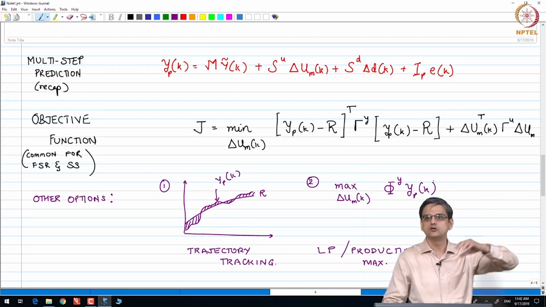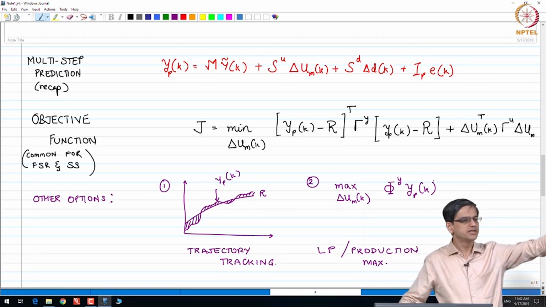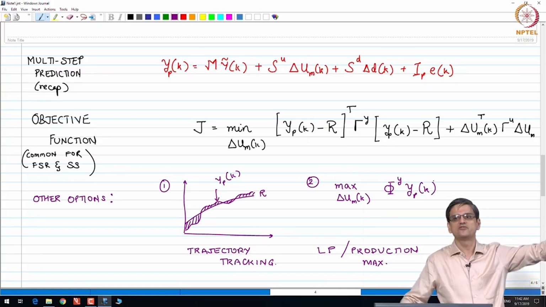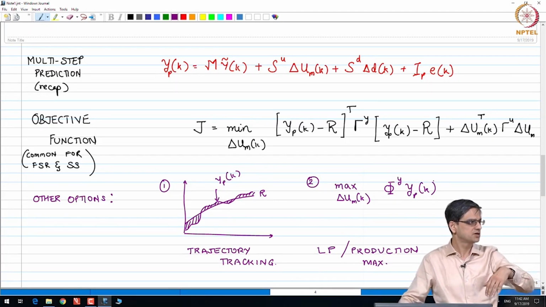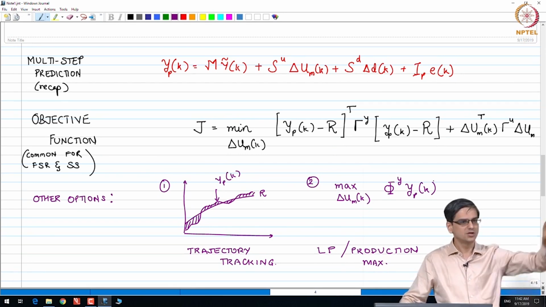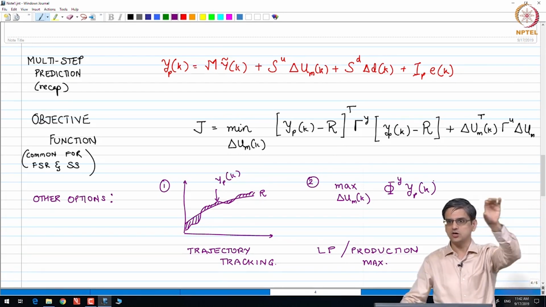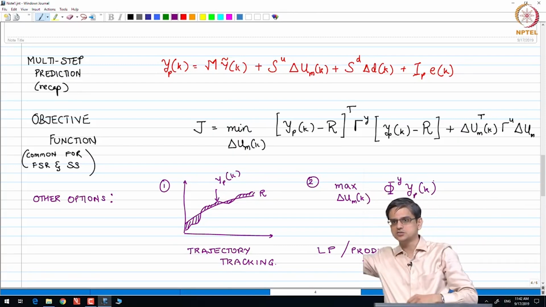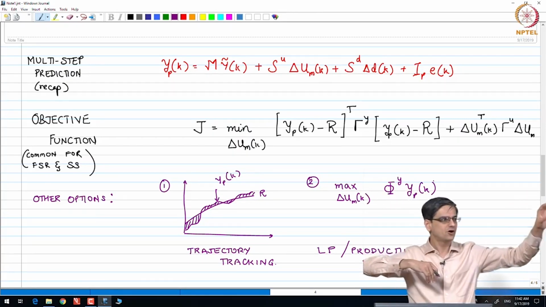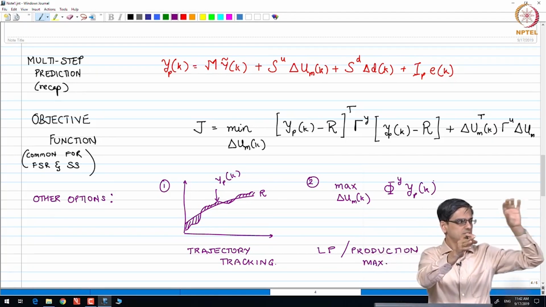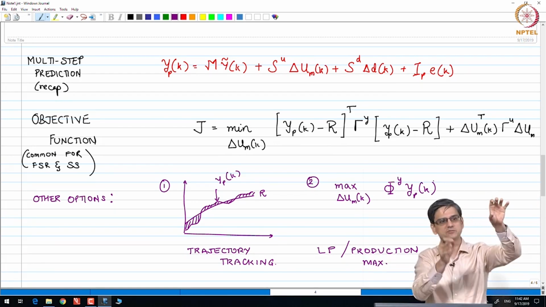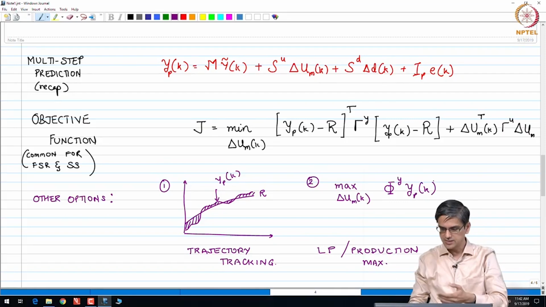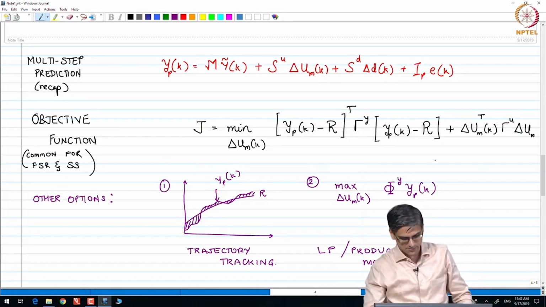Your weight, you would want it to be the dollar amount or the price of the product multiplied by concentration of the product, 0 multiplied by concentration of reactant, 0 multiplied by temperature, 0 multiplied by temperature. So, you will have cost multiplied by yk plus 1, plus profit multiplied by yk plus 2, plus profit multiplied by yk plus 3, up to k plus p. That is an example of a linear programming problem.